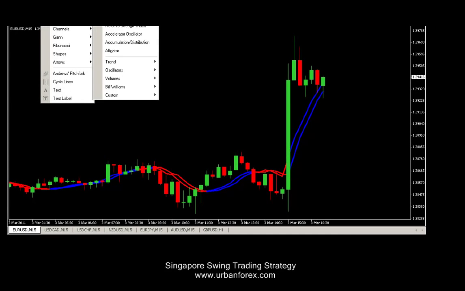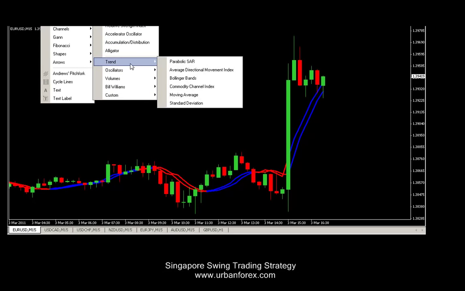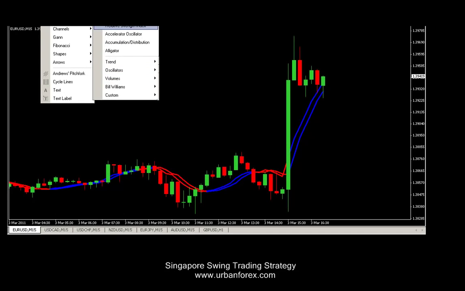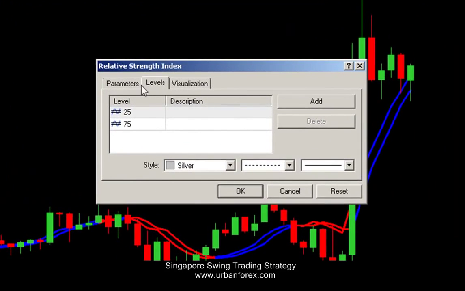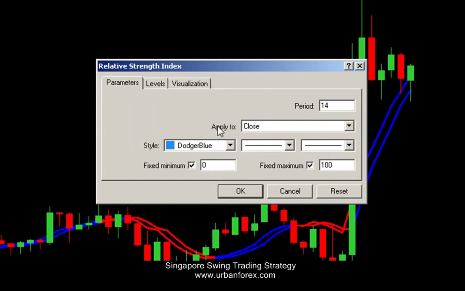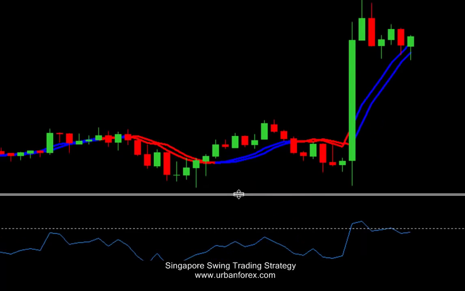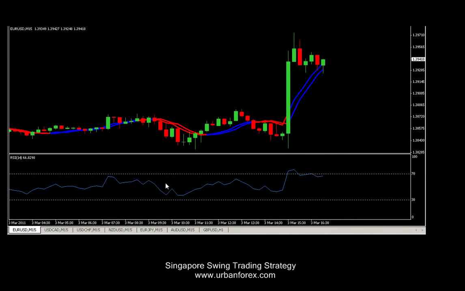And let's insert one more indicator called the RSI. It's called the Relative Strength Index. And here we go. Okay, we want to keep our levels at 30 and 70. The parameters would be at period 14 and apply to close. Alright, everything else can stay the same. Let's click OK. And we have our RSI down here. Okay, so let me show you some examples here.